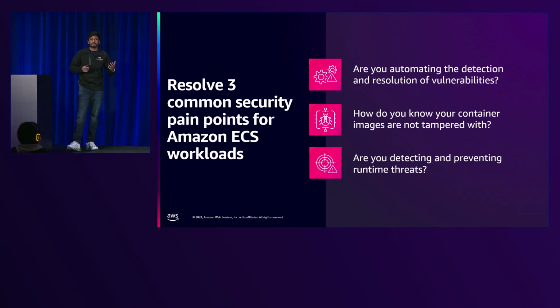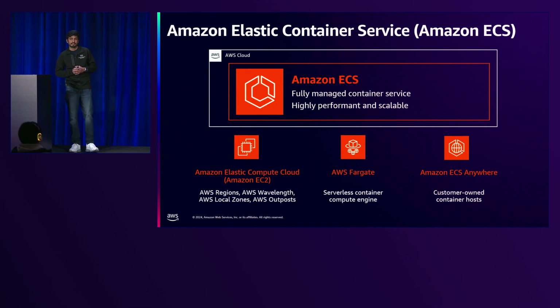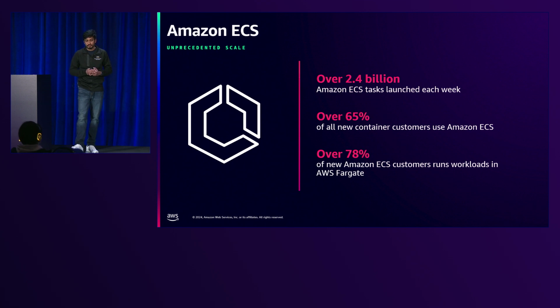But before we dive deep into security aspects, let's do a quick refresher on Amazon ECS. Amazon Elastic Container Service is a fully managed container orchestration service that helps customers to deploy, manage, and scale container applications in the cloud. It offers enterprise-grade serverless computing called AWS Fargate. Customers can also deploy containers on EC2 launch type or your own customer-owned hardware using Amazon ECS Anywhere. Amazon ECS is simple, yet it is powerful.